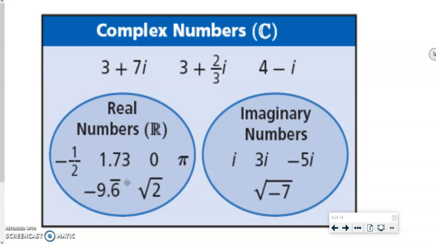We've got a set of real numbers over here on the left: -1/2, 1.73, 0, pi, -9.6 repeating, and the square root of 2. Those are all real numbers. Then over here on the right, we have an i, a 3i, a -5i, and then the square root of -7. So my question to you would be, why is that an imaginary number? Hopefully you remember from yesterday that it would be the square root of -1 times the square root of 7. So that would be i square root of 7.